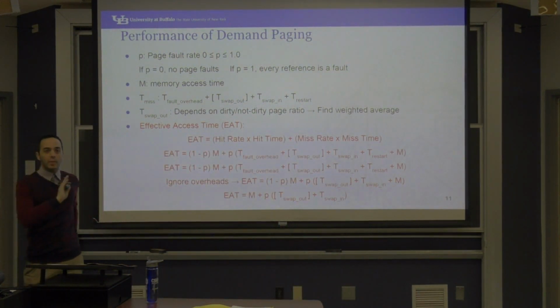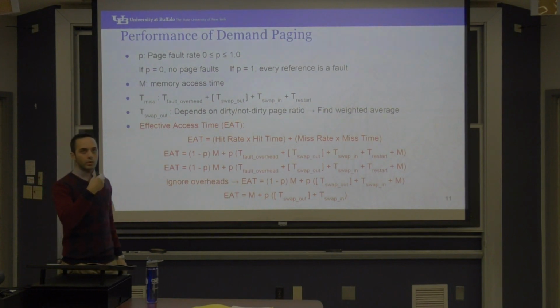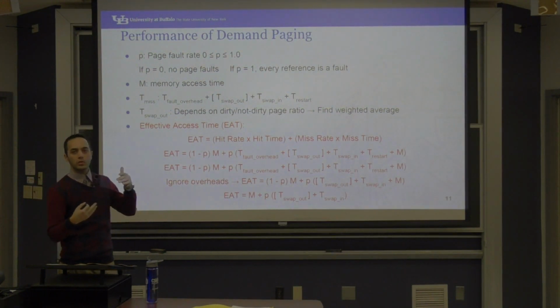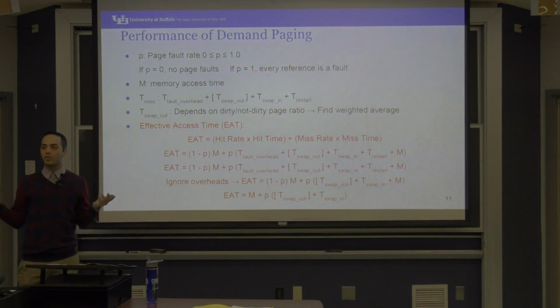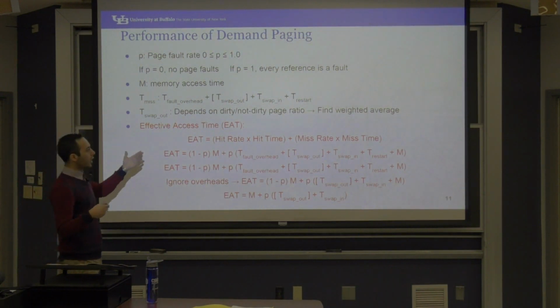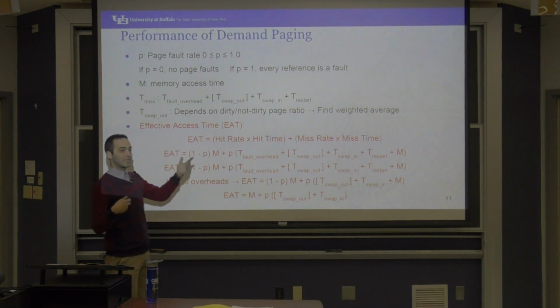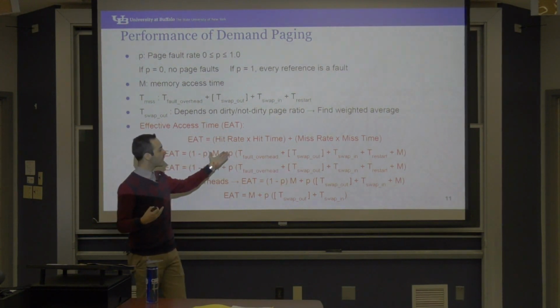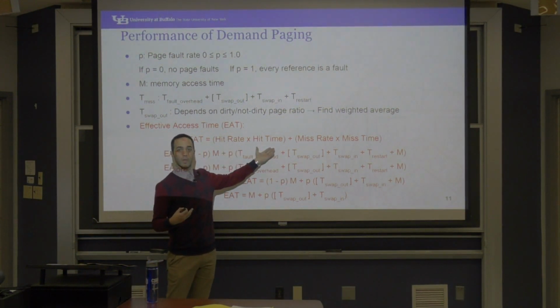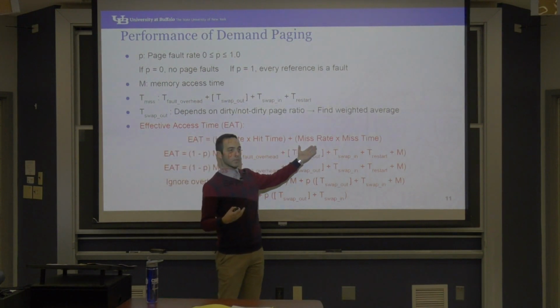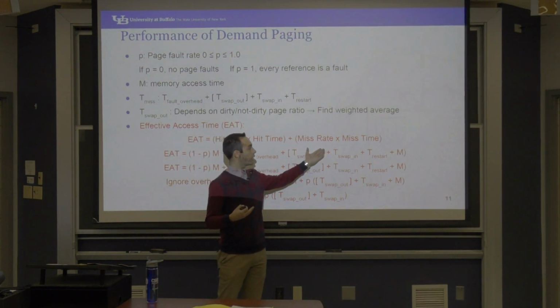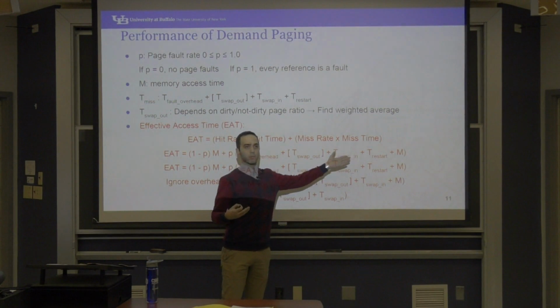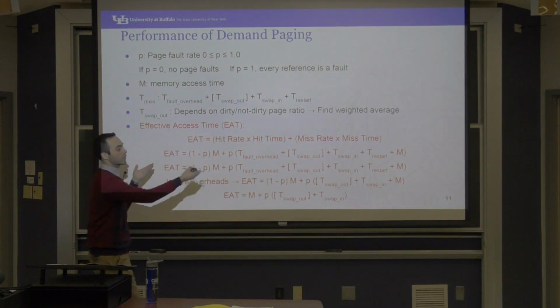Also, for the effective access time, there are two approaches to compute it. Whichever you feel more comfortable with, you can do that. The idea is that I have a hit rate, and every time I have a hit, I have an average hit time. Or I have a miss rate, and every time I miss, there is also an average miss time. So effective access time is going to look like that.